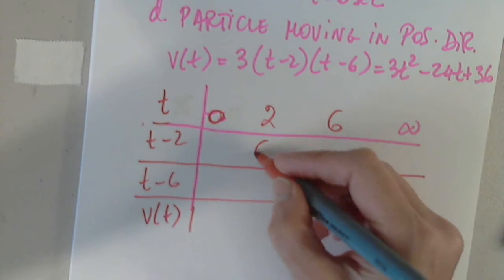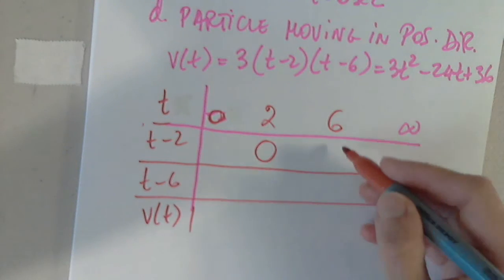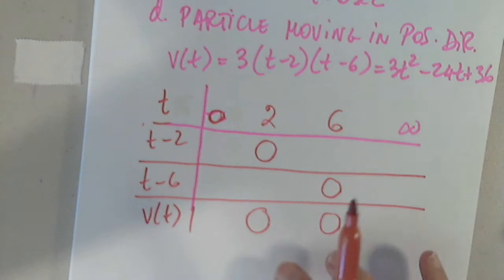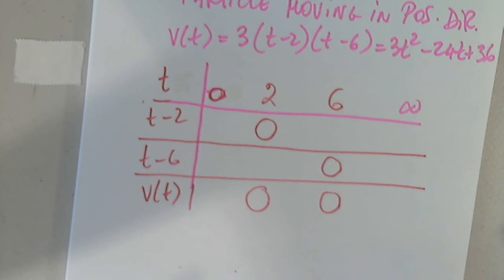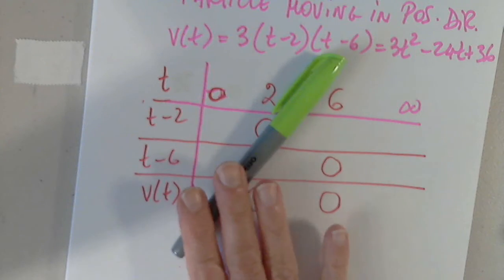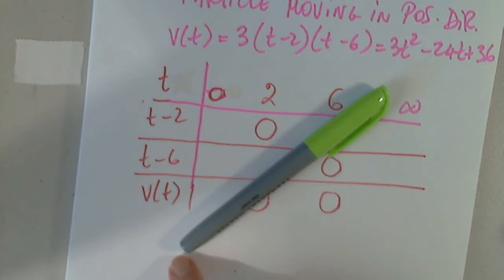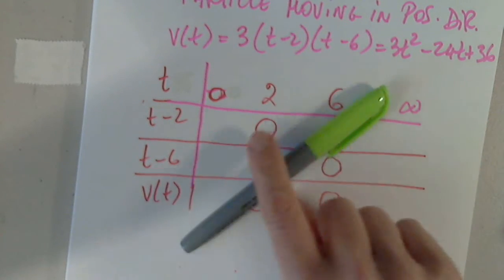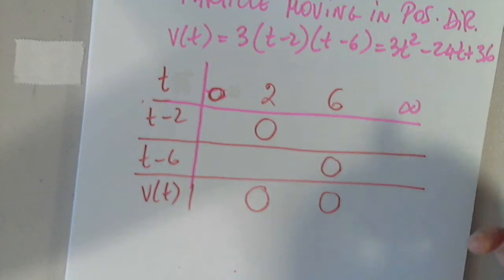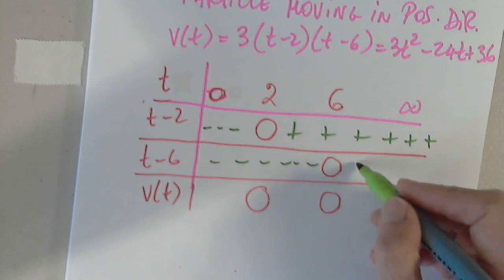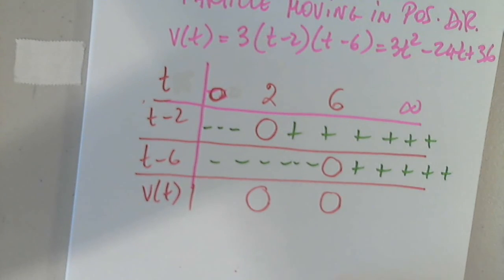T minus 2 is 0, of course, at 2. T minus 6 is 0, of course, at 6. We already know that the velocity is 0, as we just determined in part C, at 2 and 6. If you remember what we did last time when we studied the sign, these two are linear functions with a positive slope, meaning they come from negative, they cross the x-axis, and they go positive. Both of them. You don't have to do this, just plug in numbers, and you will see this is negative and then positive after 0. This is negative before 0 and positive after 0.